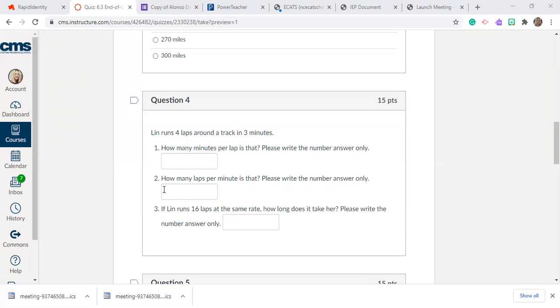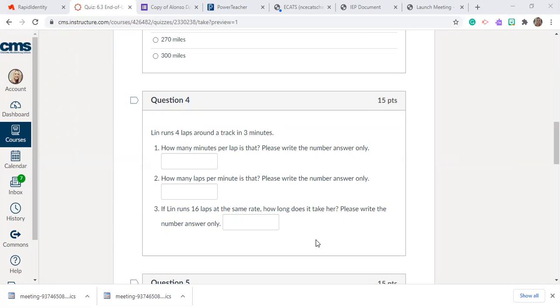Question number 2. How many laps per minute is that? Again, you're going to write the answer only as a number. So again, I suggest you make a table where we have 4 laps in 3 minutes. And we want to know how many laps in this amount of minutes. What does per mean? Go ahead and pause and do the work.